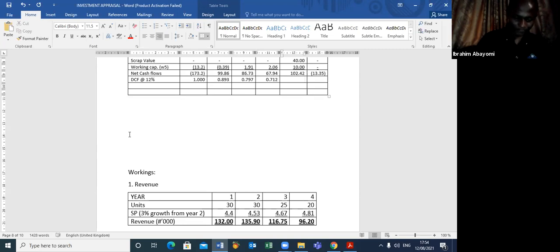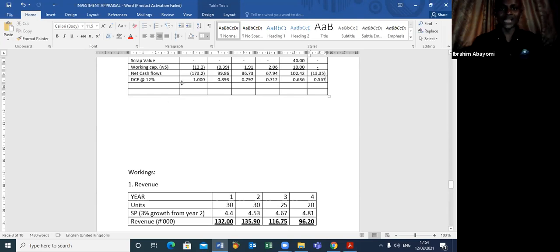Raised to power minus 4 is 0.636. Raised to power minus 5 is 0.567.